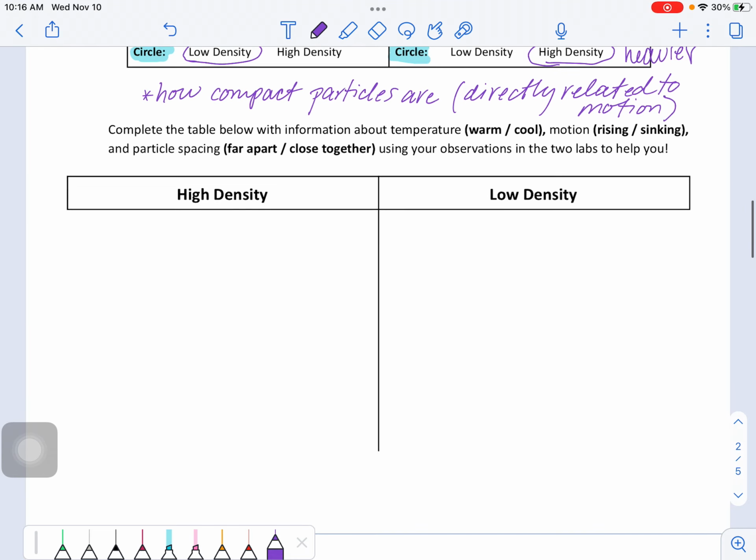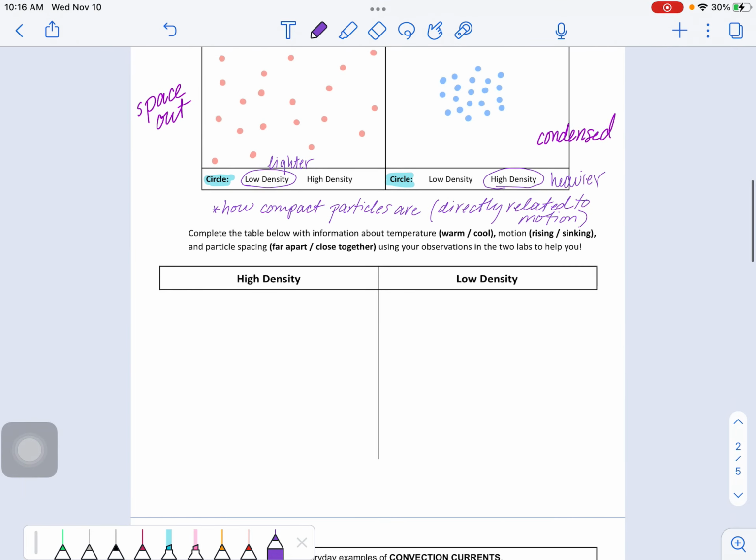So what we're thinking about in this bottom table here is pulling everything together. If a material is known as high density, what will that mean in terms of temperature? Is it warm or cool? Its motion, is it rising or sinking, and what's its particle spacing like, far apart or close together. So you're simply going to have 3 bullet points here, maybe a little diagramming, listing out one of these 2 keywords: warm, cool, rising, sinking, far apart, close together. And whatever characteristics we get for high density, we should be able to go opposite over here with low density.